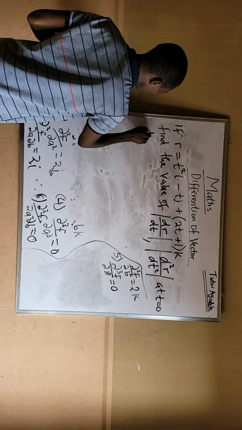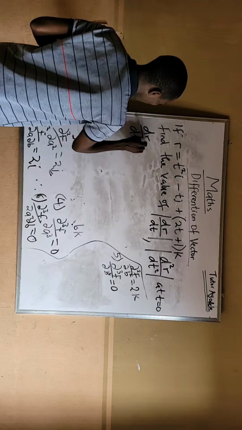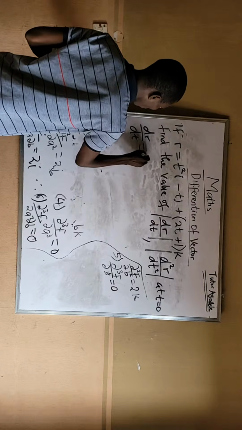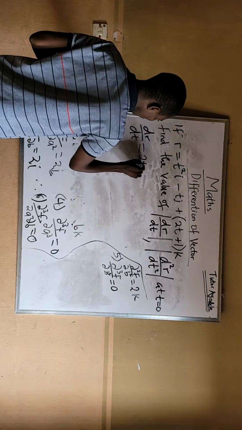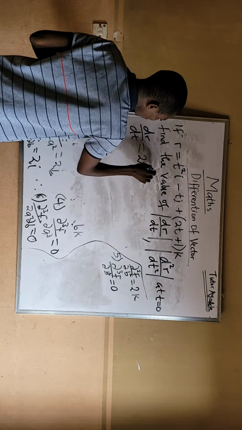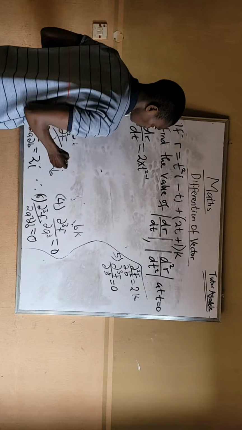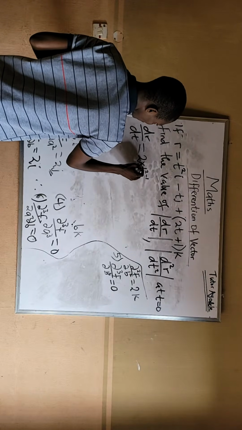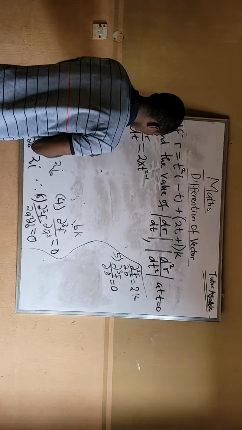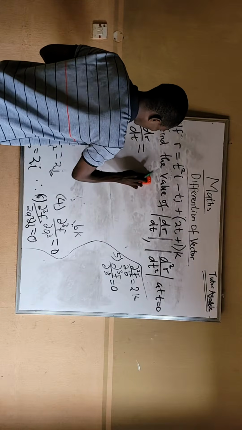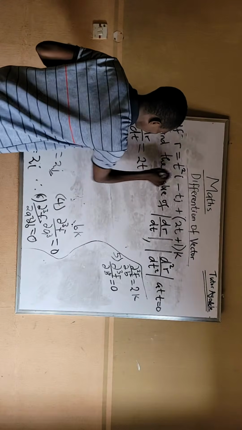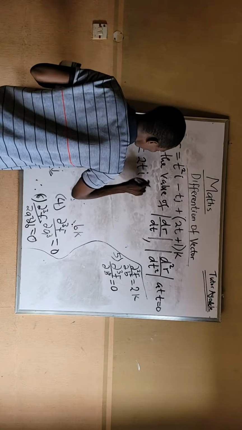I have dr over dt equals, now if I differentiate t raised to power 2, the power here will multiply it, it becomes 2 times t raised to power 2. I will then subtract 1 from it, which will be 2 times t raised to power 2 minus 1, which is 1. T raised to power 1 will give you t. So I will be left with 2t here. Don't forget to put your i.